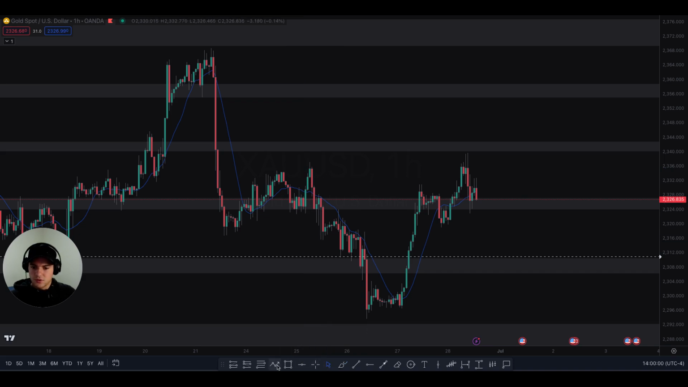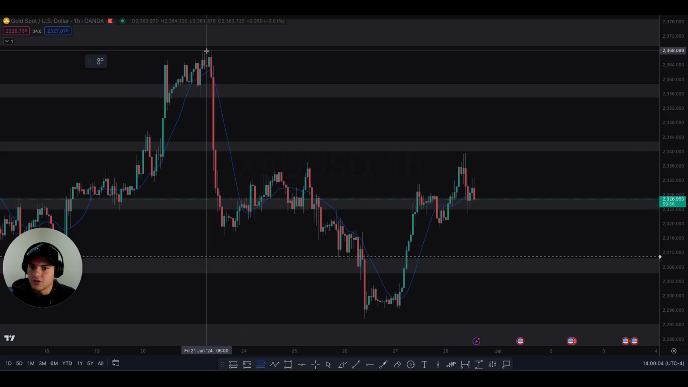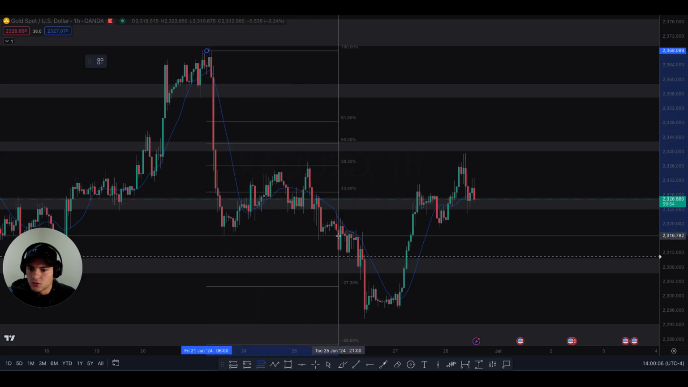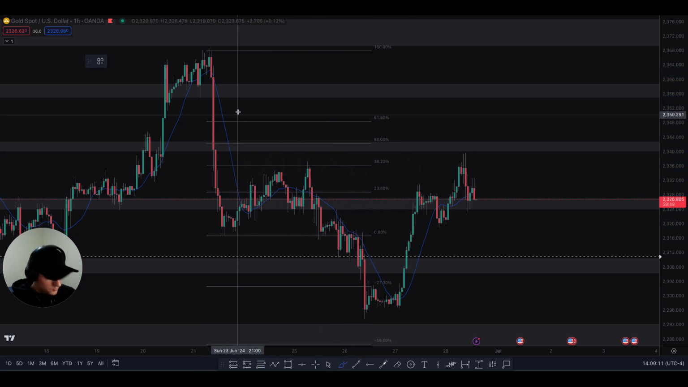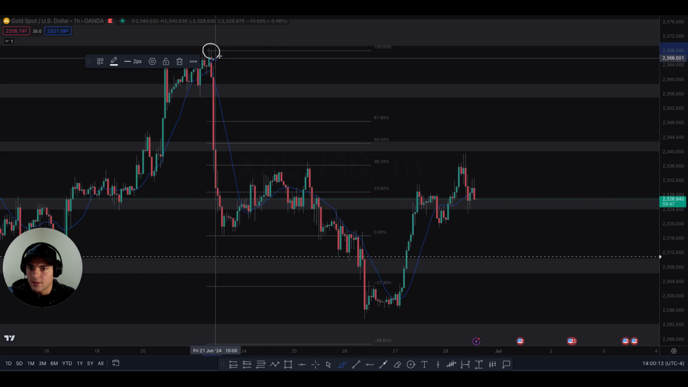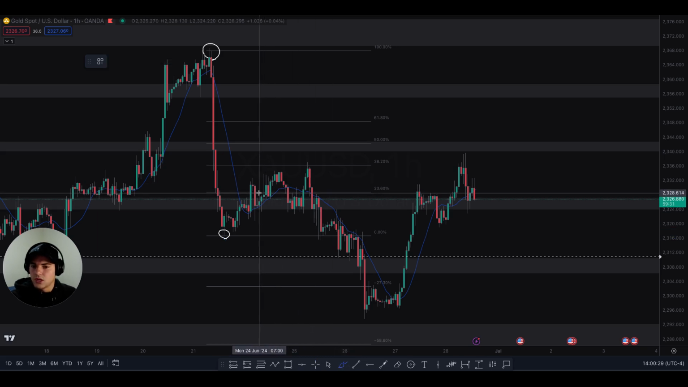I had placed a fib from this high over here to this low over here. From this high, I had my 100% fib, and from this low, I had my 0%. If we take a look at the fib direction, we know three numbers: 50, 38.2, and 61.8. These are three levels of reversals.